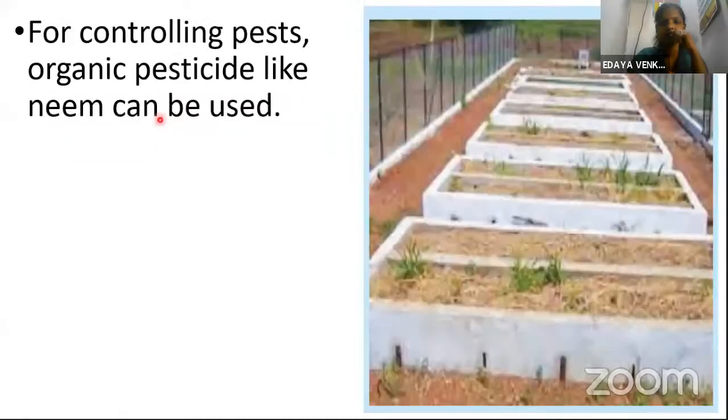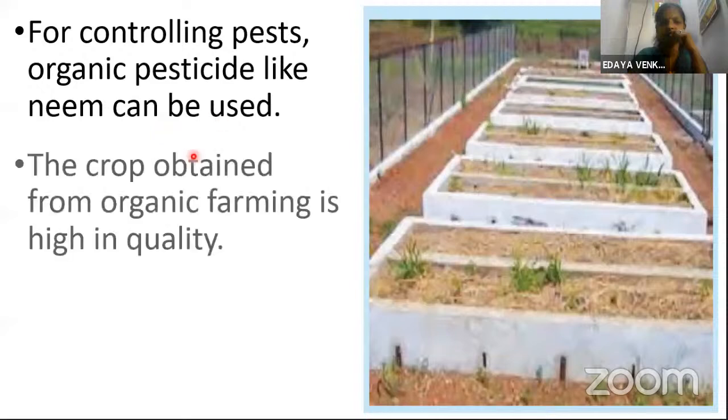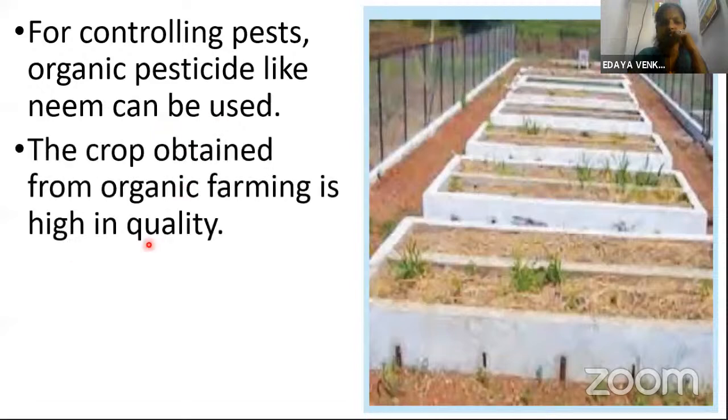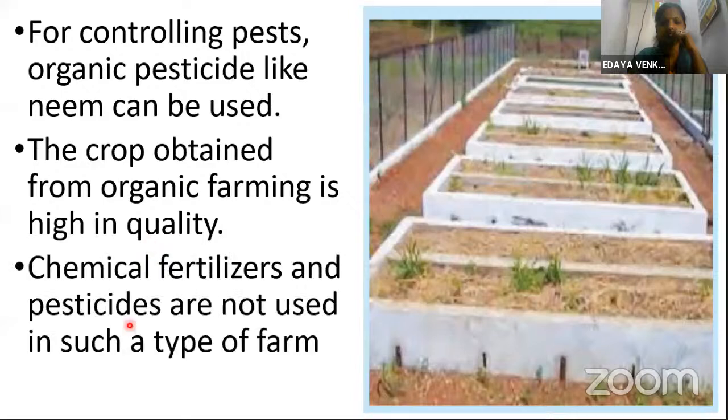For controlling pests, organic pesticides like neem can be used. The crop obtained from organic farming is high in quality. Chemical fertilizers and pesticides are not used in this type of farming.